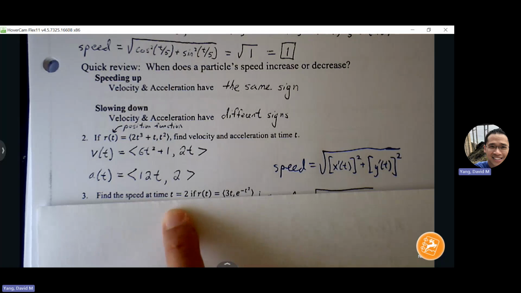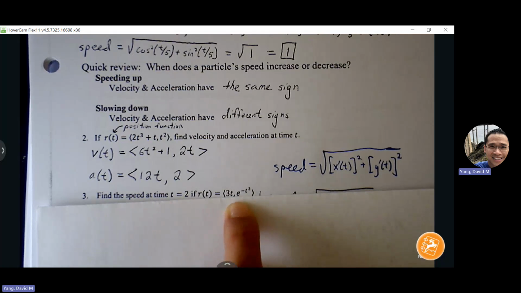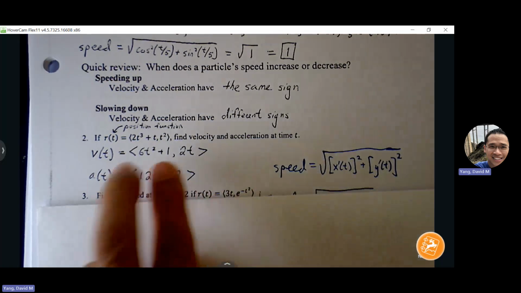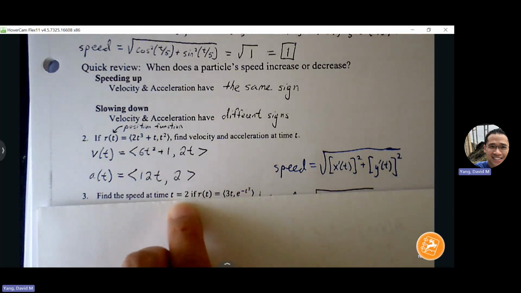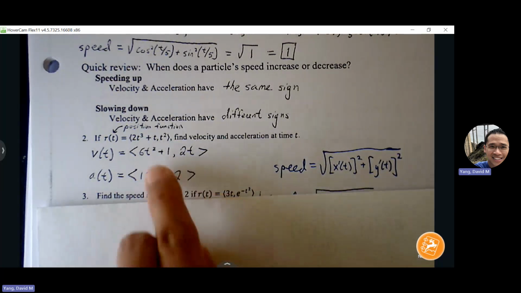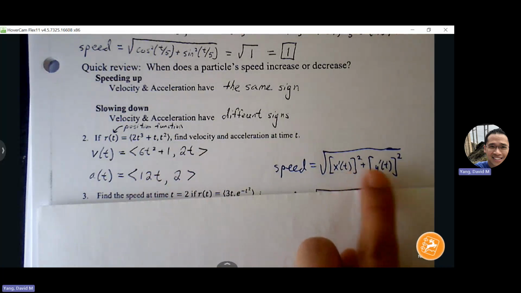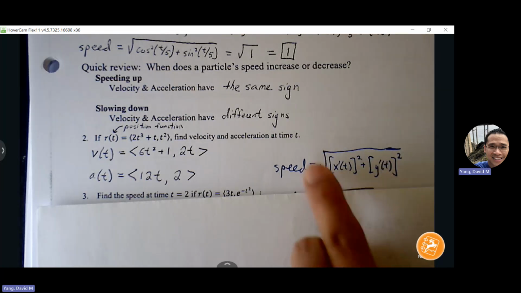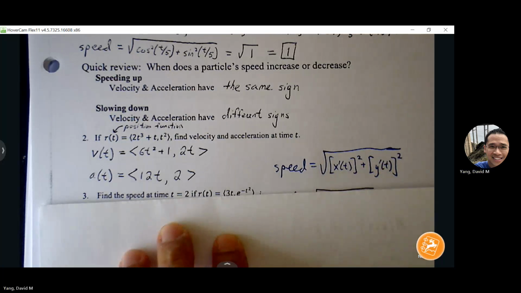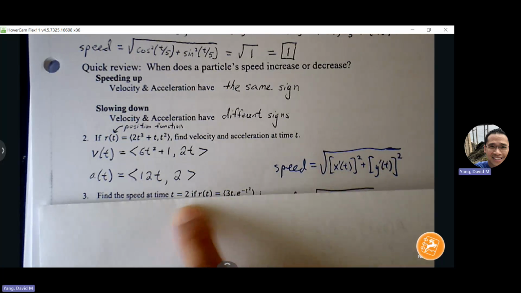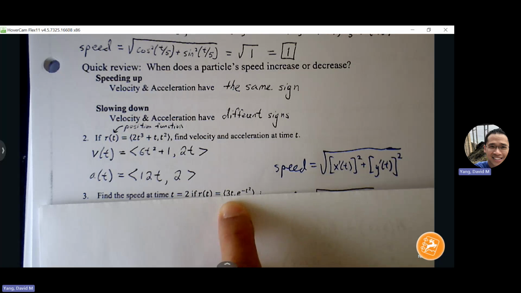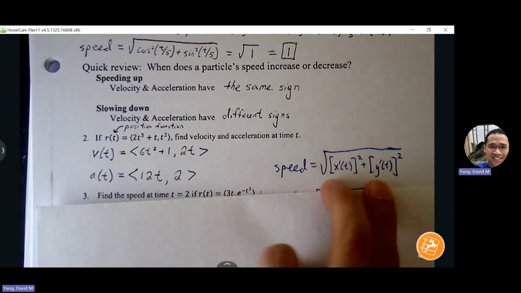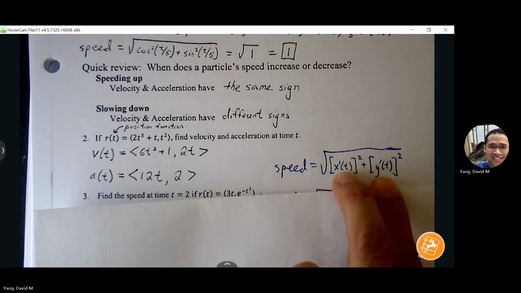Number 3 says, find the speed at time t equals 2 if r of t equals 3t, e to the negative t squared. So what we can do is we can find the velocity in component form. Then we can plug 2 into the velocity vector. And then we can figure out x prime of t squared plus y prime of t squared and see if we can get it down to a number. And that will be our speed. So find your velocity vector, plug 2 in to get your velocity value in component form, and then put it into this formula.